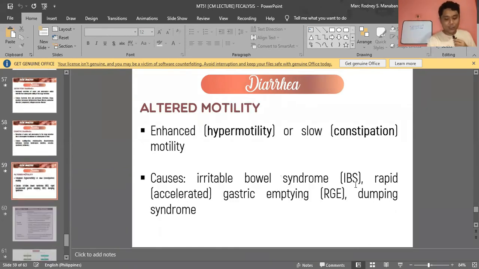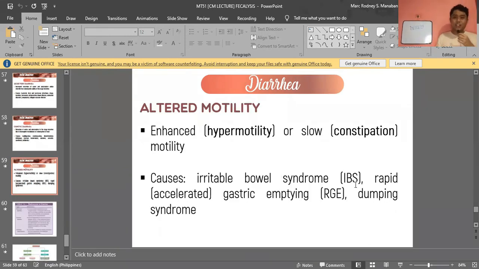Okay? And last, you have altered motility. So therefore, there is increased motility or heightened movements sa imuhang intestines. Okay? And that's hypermotility, or pwedeng slow motility. Kung medyo hinay ang pagpass sa mga food, mga undigested foodstuffs, of course, it leads to constipation. But kung enhanced gani, hypermotility, okay? So therefore, paspas kayong movement, wala na sufficient time to absorb water and all the electrolytes. So therefore, you have diarrhea.